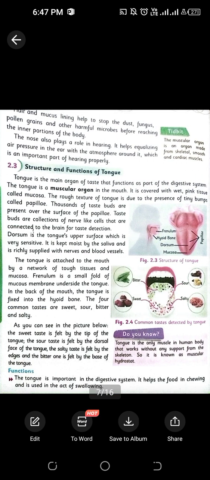Then we have the structure and function of the tongue. Now, what is the tongue? The tongue is the main organ of taste that functions as a part of the digestive system.